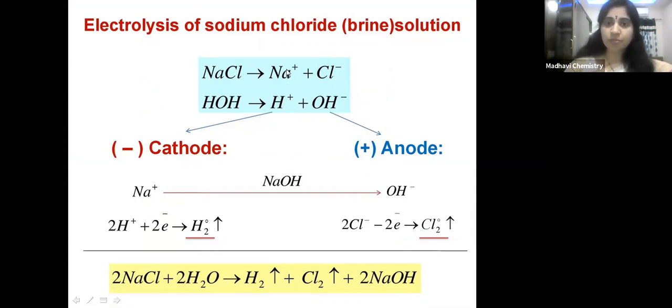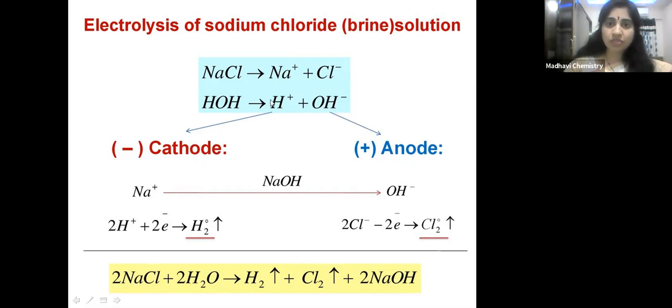These positive ions move towards the cathode, because the cathode has which charge? Negative charge. And the anode has which charge? Positive charge. So cations move towards the cathode, anions move towards the anode. What are the cations here? Na+ and H+, so they move towards the cathode. And what are the anions here? Cl- and OH-, so they move towards the anode.